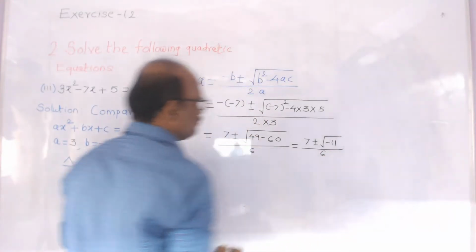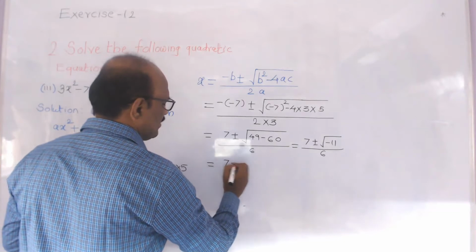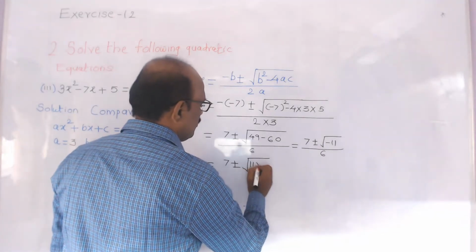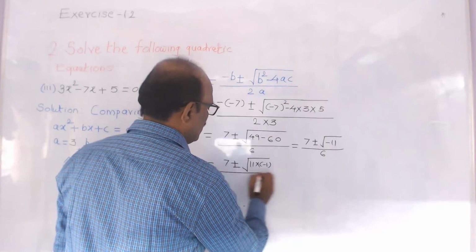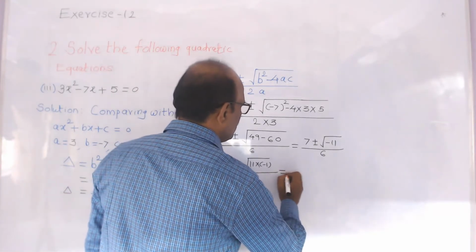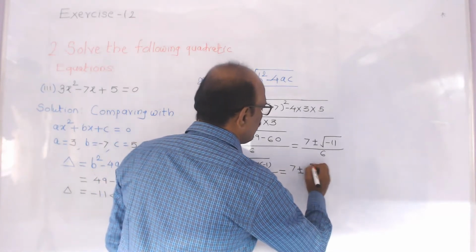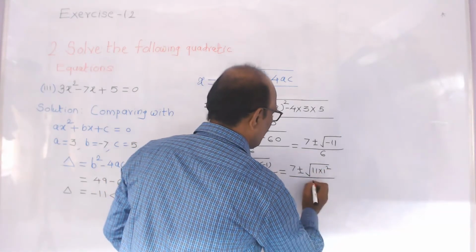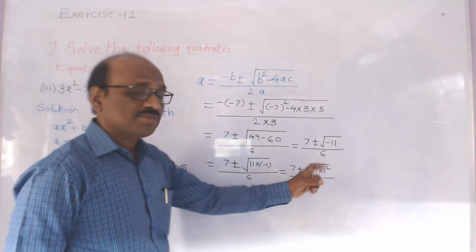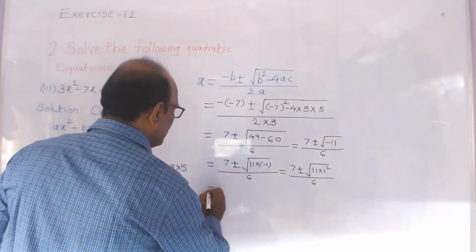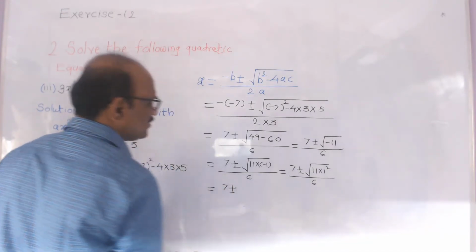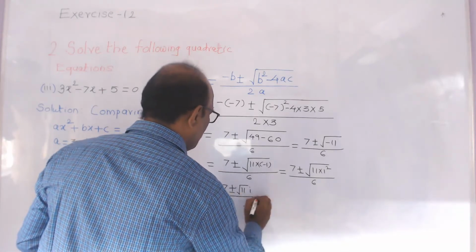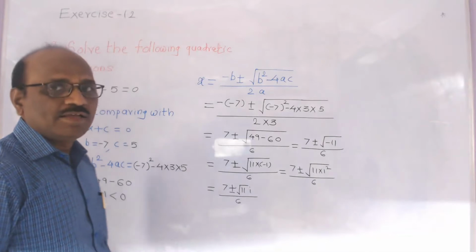Again this can be written as 7 plus or minus root of 11 into minus 1 upon 6. Okay, and that equals 7 plus or minus root of 11 into i square upon 6, and the square root of i square is i. Therefore again this can be written as 7 plus or minus root of 11 i upon 6.